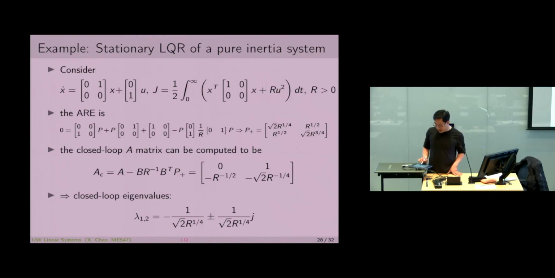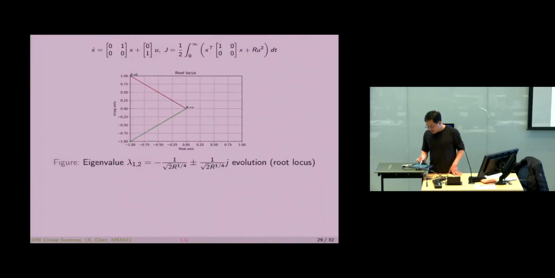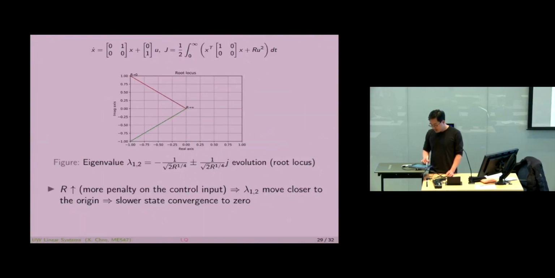In particular, we can analyze the eigenvalues. Let's take a look at how, if I change the number of R, how the eigenvalue will evolve. The eigenvalue coming out of this closed loop A matrix is a pair of complex numbers. If we increase R, then you can see this eigenvalue will evolve more towards the origin. If R increases, or we put more penalty on the control input, then the eigenvalues will move closer to the origin. We'll have slower convergence of the state to 0 if eigenvalues are closer to the origin.